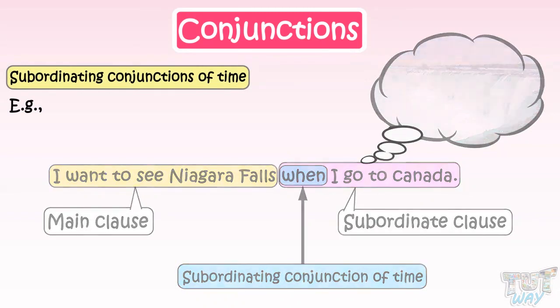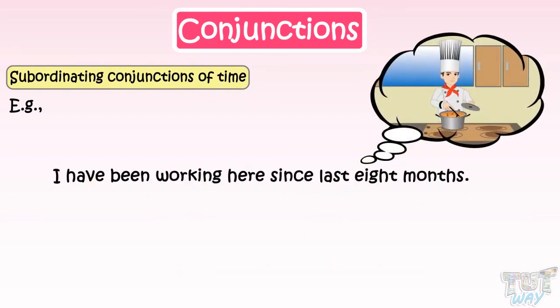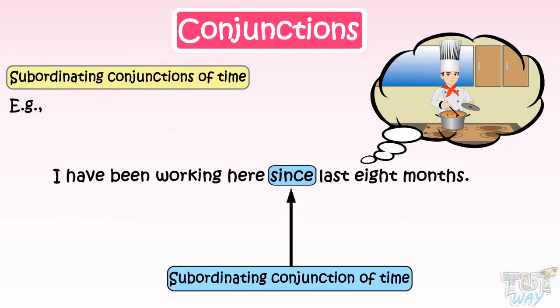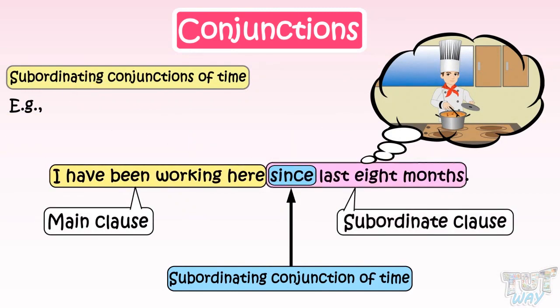The subordinating clause, when I go to Canada, has no meaning without the main clause, I want to see Niagara Falls. Next example. I have been working here since last 8 months. Here, since is a subordinating conjunction of time, as it is connecting a main clause, I have been working here, with a subordinating clause, since last 8 months, and it is indicating the aspect of time. The subordinating clause, since last 8 months, has no meaning without the main clause, I have been working here.